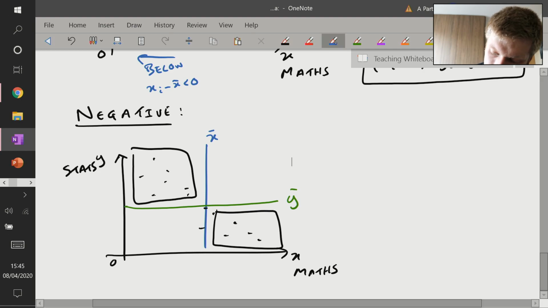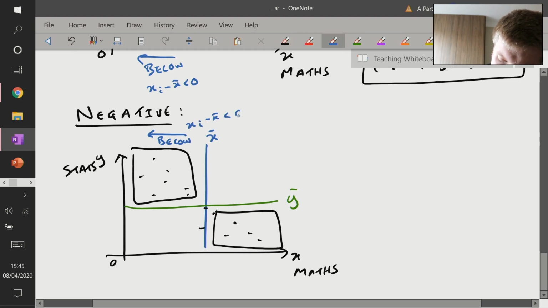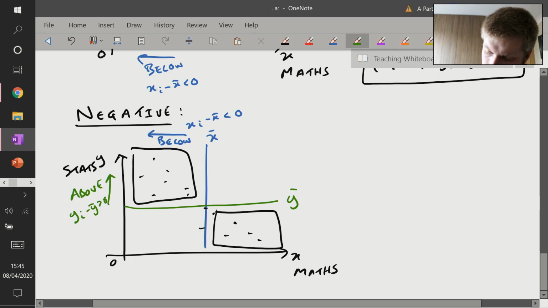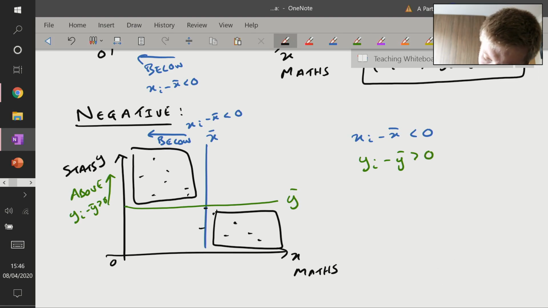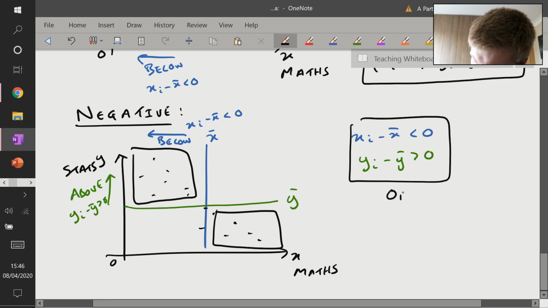For example, in this quadrant up here, I'm below average on the maths. In other words, xi minus x bar is negative. But I'm above average on the stats, which means that yi minus y bar has got to be positive. So one option is that xi minus x bar is negative, so I'm below average on maths, but I'm above average on stats, so that's positive.